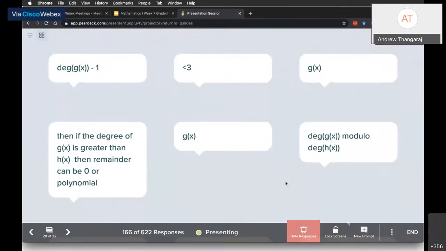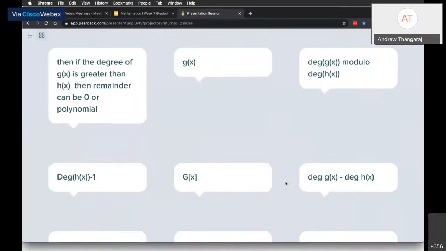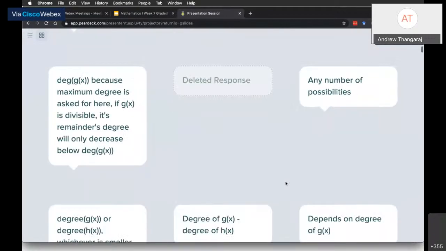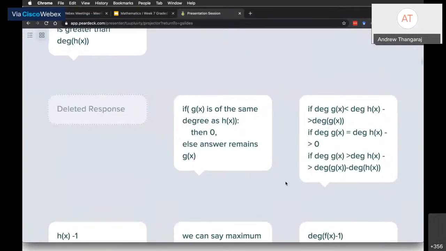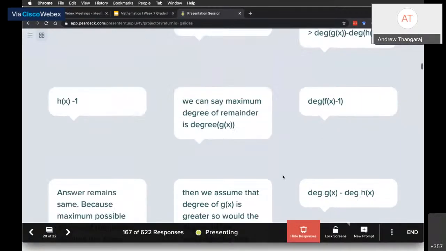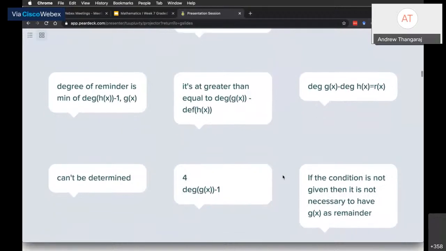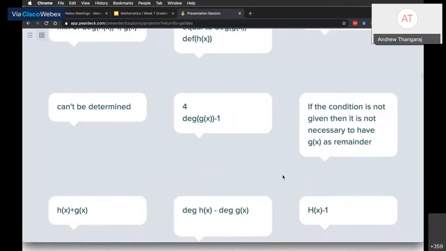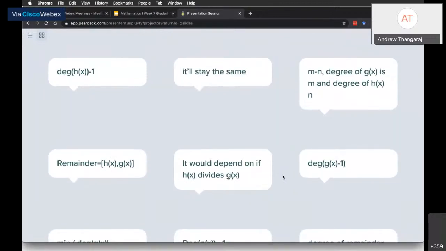We're typing degree of g of x minus 1. All right, so that seems like a degree of h of x minus 1 also. Wow, lots of answers are coming. If the answers are so complicated, yeah, degree of h of x minus 1 seems like a very tempting answer. Quite a few people have given that.